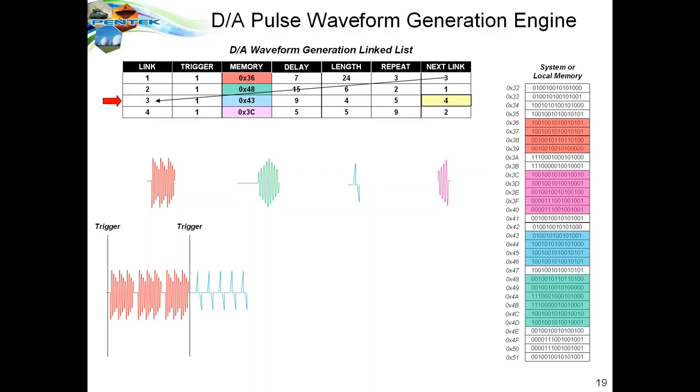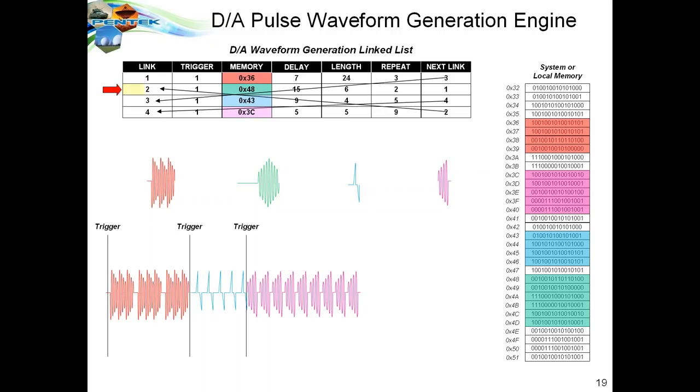Here, we fetch the waveform after a delay of 9, a length of 4, and 5 repeat cycles, and we see the next link is 4. We jump to link 4. We have yet a different waveform. We repeat it 9 times with a delay of 5, a length of 5, and then we jump to link number 2 for our last waveform in this example, generating a waveform with a repeat of 2 cycles after a delay of 15.